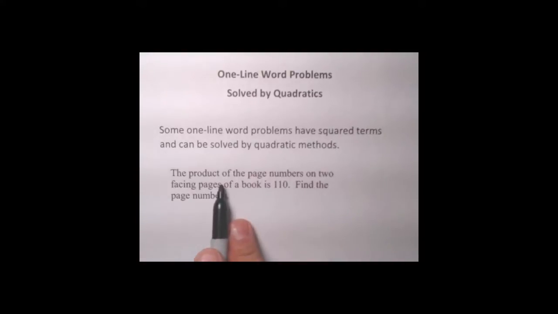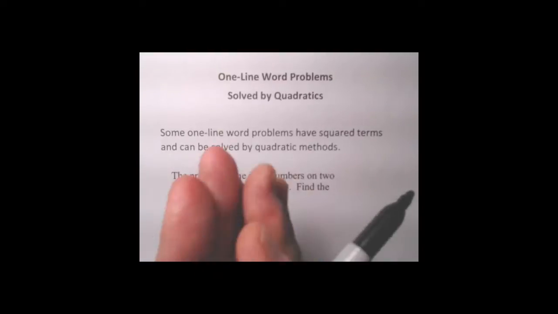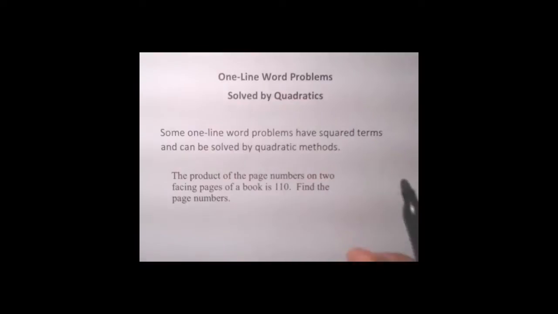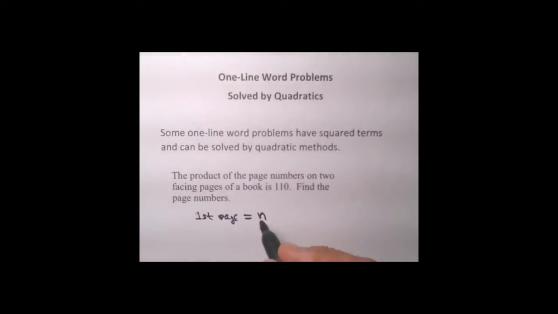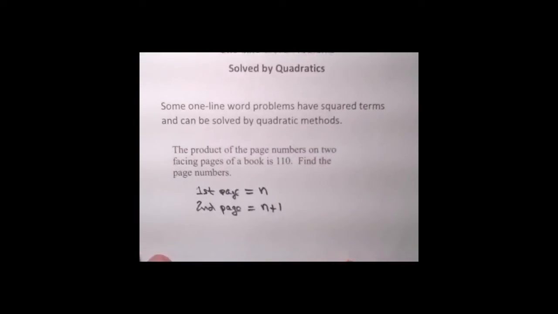The first one says the product of page numbers on two facing pages of a book. So if you open a book and look at the two pages, this would be like page 11 and this would be like page 12. Here's the idea. For the first page, let's say our page number is N. The second page will be one more than that, so it's going to be N plus 1. You could use different variables, but this works well.